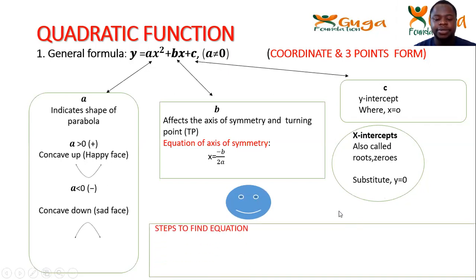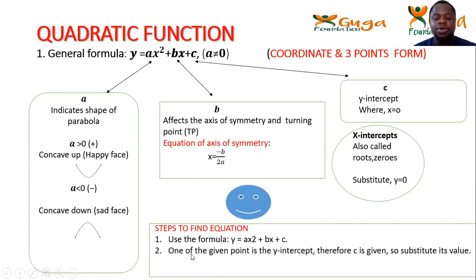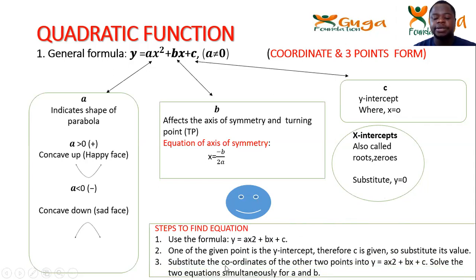Now, steps to find the equation. Step one: use the formula y is equal to ax squared plus bx plus c. Step number two: one of the given points is the y-intercept. Therefore, c is given. You substitute that value. Then substitute the coordinates of the other 2 points into y is equal to ax squared plus bx plus c. Already you've got c. Then you solve for a and b simultaneously.